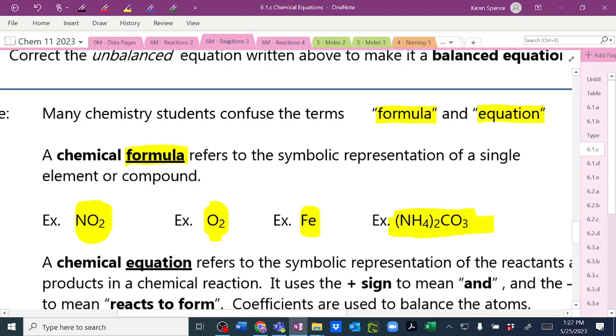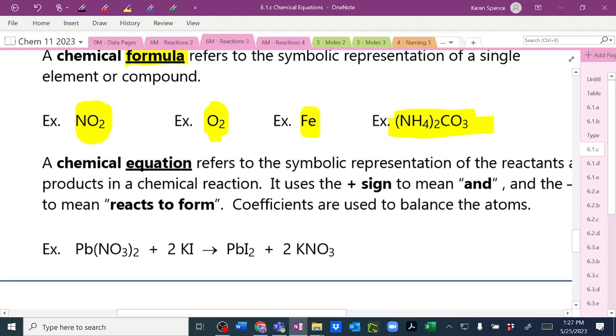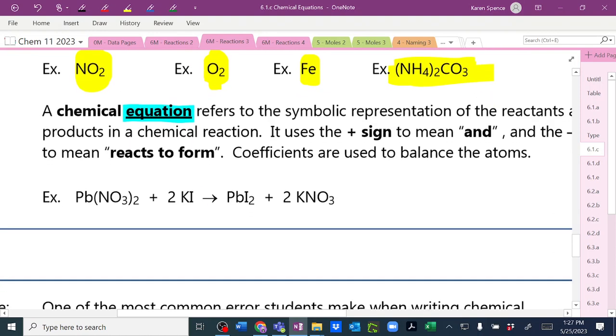That's as opposed to an equation where we have the reactants, we have the products, and we have that arrow sign in between. Yes? So the equation is where we have the reactants, and we have the products, and we have the arrows in between. That's an equation.